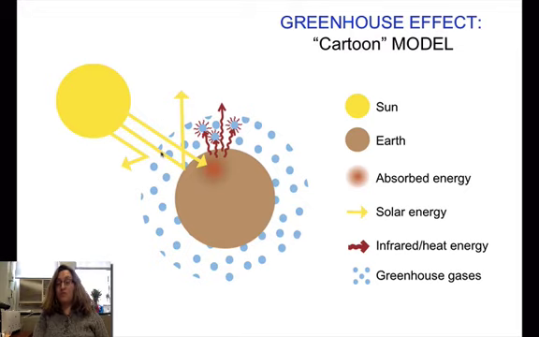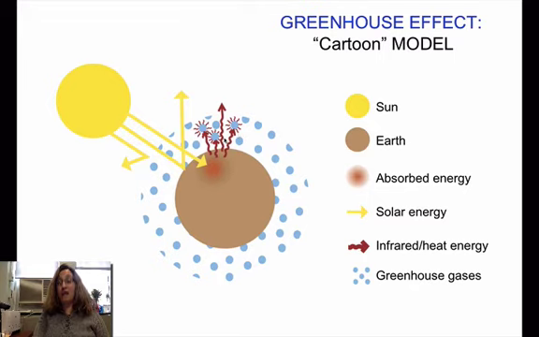When solar energy in the visible spectrum interacts with greenhouse gases, there's really no effect, or little effect. Some of the energy that reaches the Earth's surface will be reflected out into space, and some of that energy will be absorbed. After the energy is absorbed, it is reflected back into the atmosphere as infrared energy.